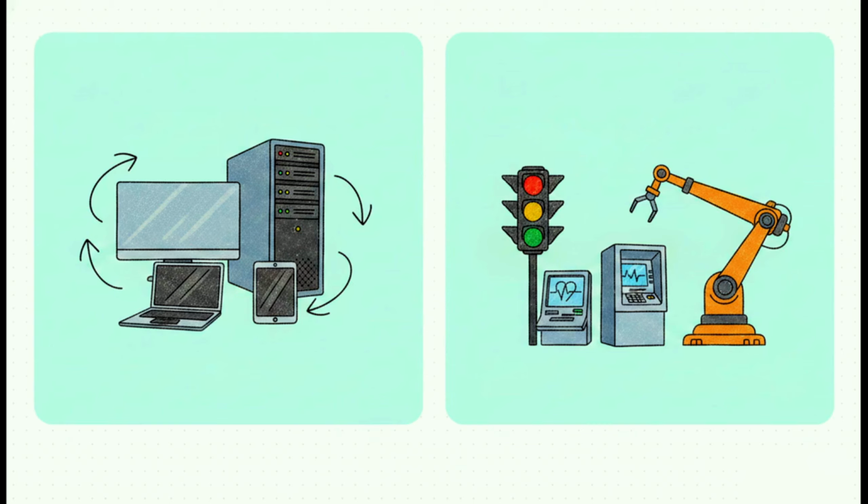But then, on the embedded side, we have extreme specialization for a single task. We're talking about the brains inside traffic lights, life-saving medical devices, the ATM down the street, or huge factory robots. They don't need to juggle hundreds of random apps. Instead, they are hyper-optimized for speed, incredible efficiency, super low power consumption, and, above all else, just absolute rock-solid reliability.